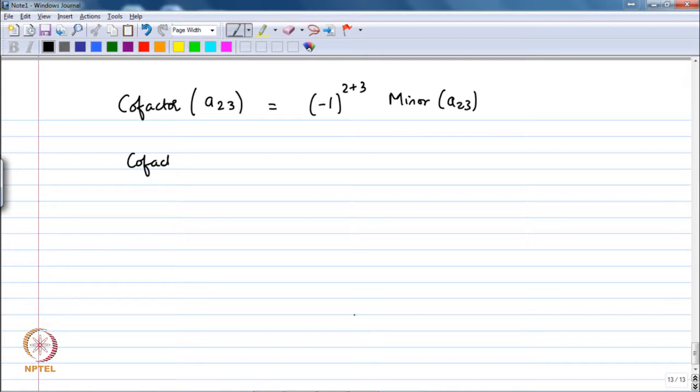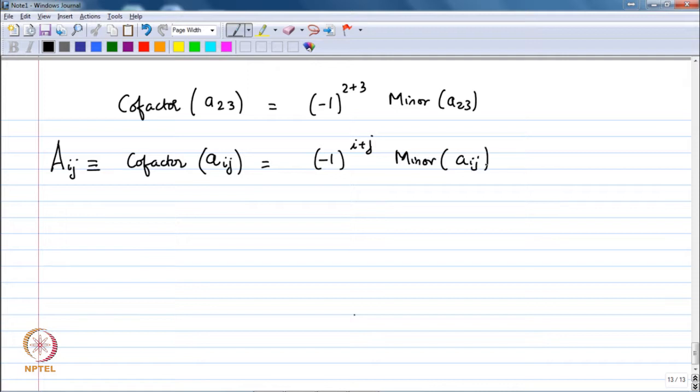In general, the cofactor of Aij, we will use the notation capital Aij, corresponds to the cofactor of Aij. This is equal to minus 1 raised to i plus j times the minor of Aij. So the cofactor of any element is minus 1 raised to i plus j times the minor of Aij.